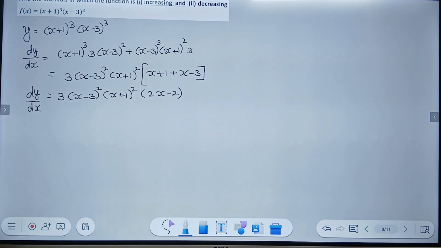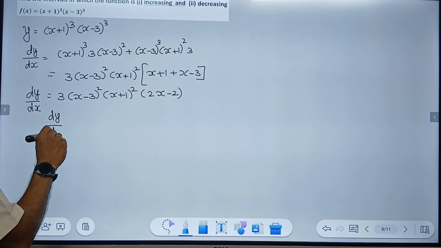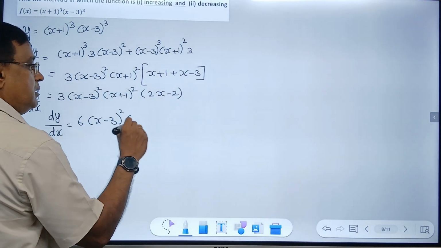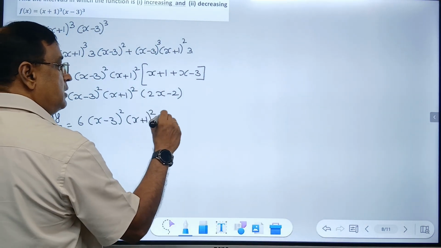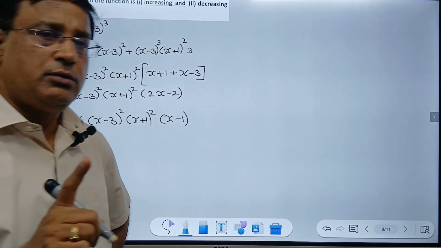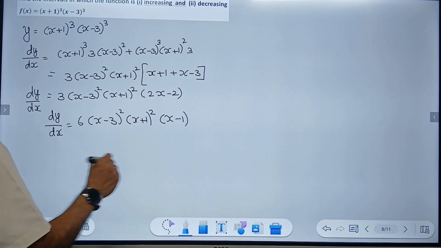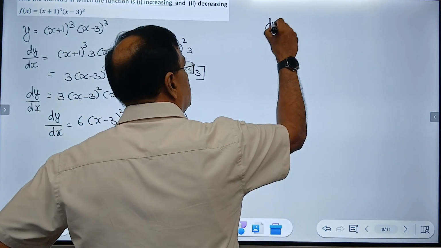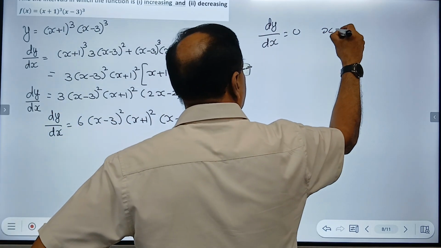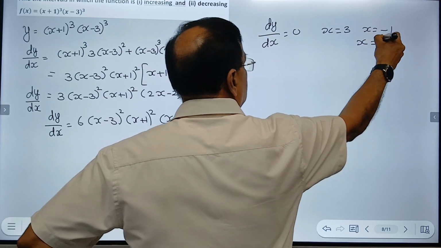This is my dy by dx. I have differentiated and simplified. Now again I can take 2 outside, so it becomes 6 into x minus 3 the whole square into x plus 1 the whole square into x minus 1. There's a shorter way to do this problem. Usually what we do, we say dy by dx equal to 0. So I will get x is equal to 3, x is equal to minus 1, and x is equal to 1.